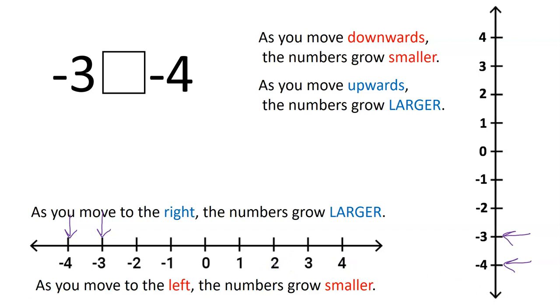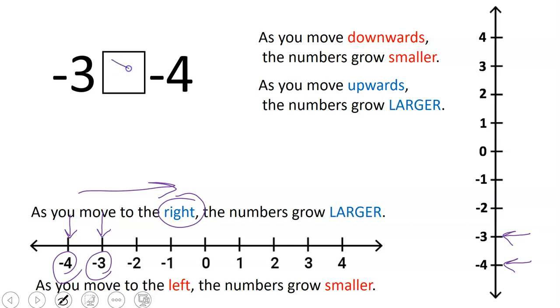All right, so let's compare -3 to -4. Let's look at the horizontal number line. -3 is to the right of -4. And the further you move to the right on the horizontal number line, the larger the numbers become. So -3 is actually greater than -4.